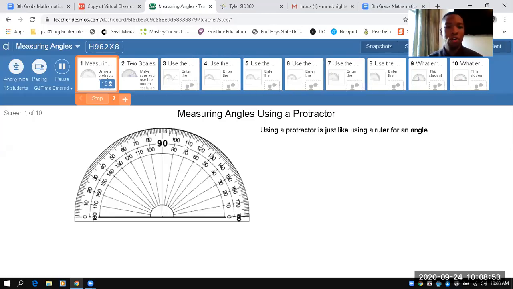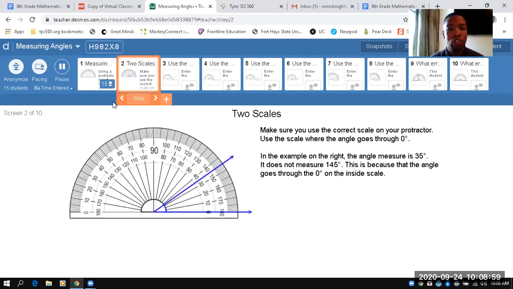We're looking at a protractor and how we use it to measure an angle. Let's move over to here, and it shows that you want to make sure you use the correct scale on your protractor. Use the scale where the angle goes through 0. So this bottom blue line goes through the 0 mark. There's a 0 on the inside.